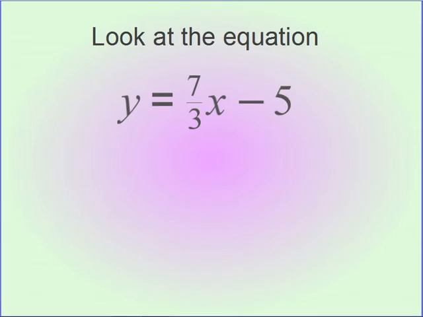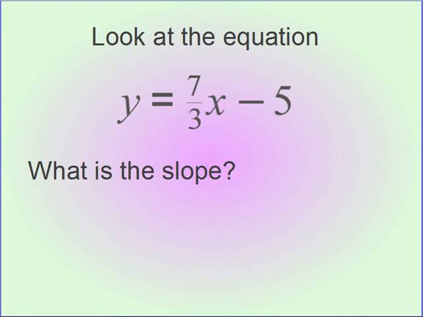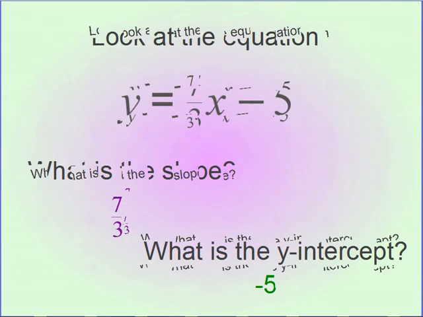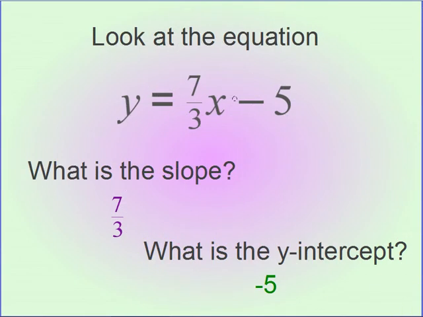We're going to quickly look at the equation y equals 7/3 x minus 5. What's our slope? Our slope is 7/3, right? The number in front of the x. What's the y-intercept then? What's the amount of our translation? -5. Remember to include the addition or subtraction symbol in front of the 5 with the y-intercept.